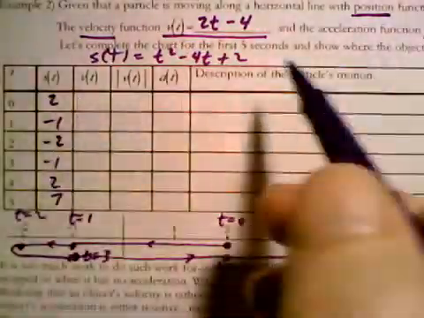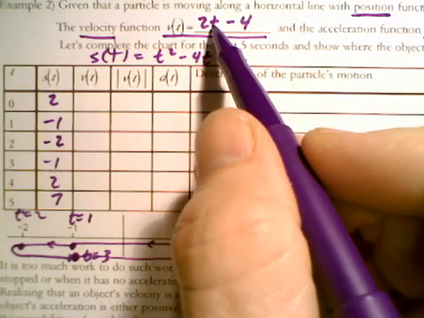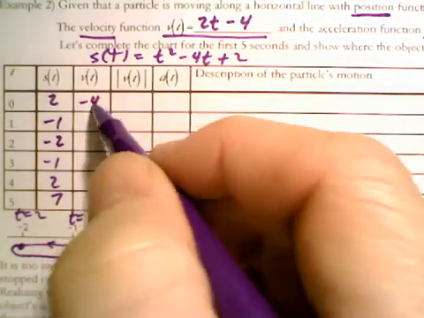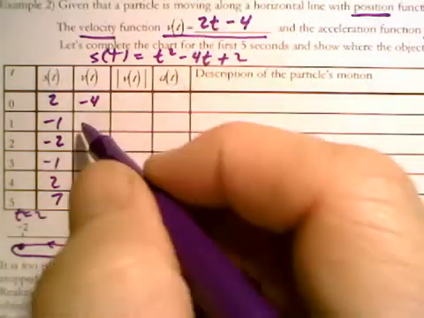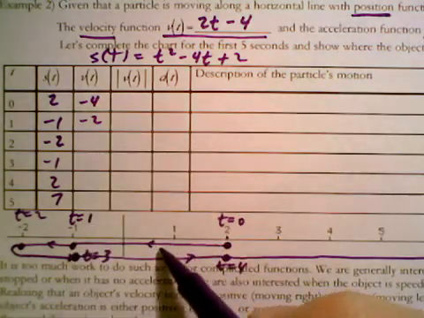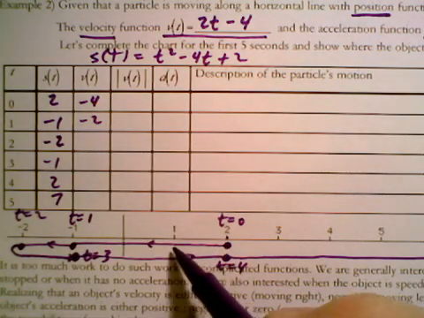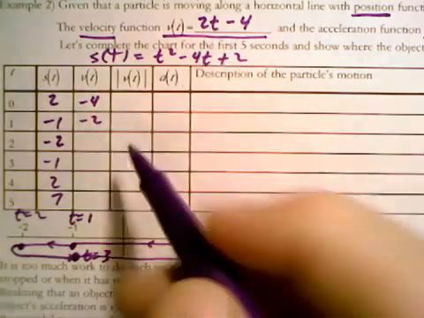But let's just take a look at the velocity at time 0. Now we're going to plug in 0 into the velocity function, and that gives us that the velocity at time 0 is -4. Velocity at time 1 is 2 minus 4, which is -2. So we're still moving in the left direction. So we're moving left at t equals 0. Initially we're moving left, and then at t equals 2 we get 0.